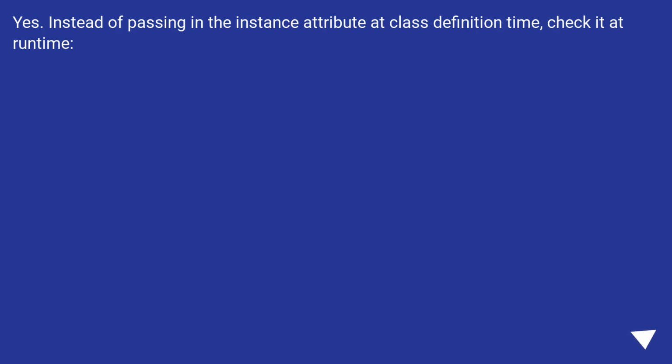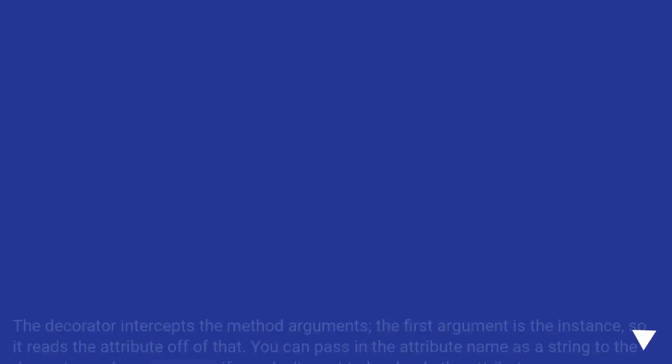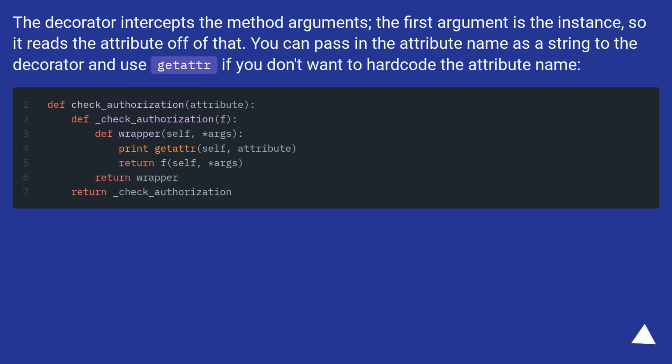Yes. Instead of passing in the instance attribute at class definition time, check it at runtime. The decorator intercepts the method arguments. The first argument is the instance, so it reads the attribute off of that. You can pass in the attribute name as a string to the decorator and use getattr if you don't want to hardcode the attribute name.